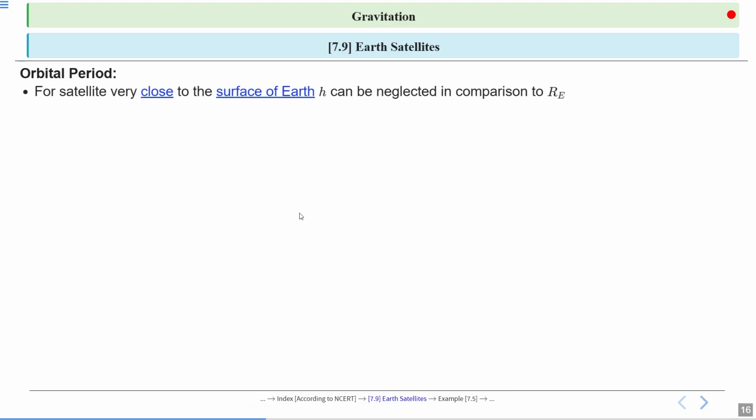When a satellite is very close to the Earth's surface, the height h can be neglected compared to the Earth's radius Re. So hence for such satellites, by substituting h is equal to 0 in T square equal to 4 pi square divided by GMe into (Re plus h) whole cube, we simplify the equation to focus on the Earth's radius alone, which is important for satellites in low Earth orbit.